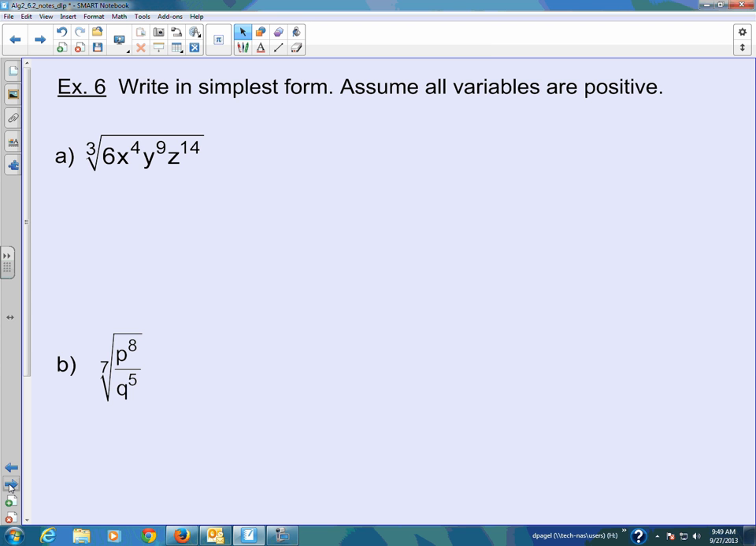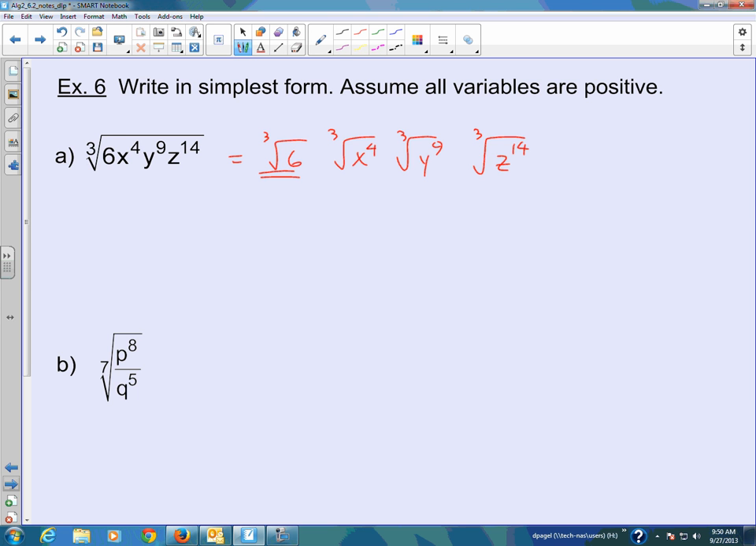All right, so just some more expressions to simplify here. Another one where we can chunk this thing into pieces. So the cube root of 6, the cube root of x to the 4th, the cube root of y to the 9th, the cube root of z to the 14th. All right, let's go piece by piece. Cube root of 6 is prime. Can't do anything. We're going to have to leave that one alone.